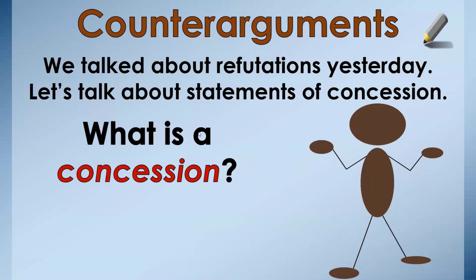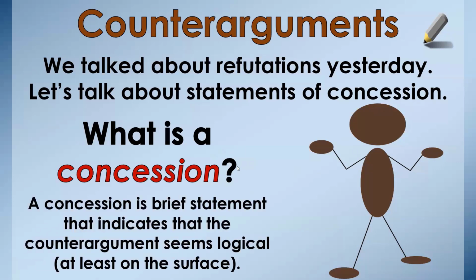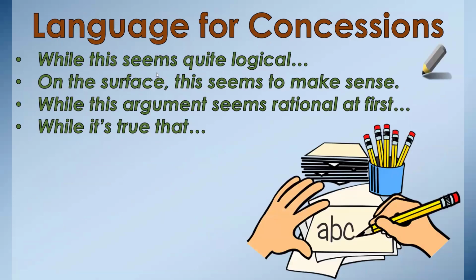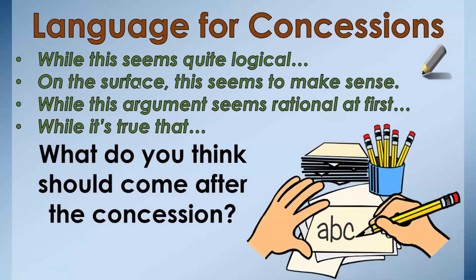So let's talk about statements of concession. What exactly do you think a statement of concession is? When we concede something, we agree that a point is correct or valid. So a concession statement is a brief statement that a counterargument seems logical, at least on the surface. So we can use language such as, while this seems quite logical, on the surface this seems to make sense, while this argument seems rational at first, while it's true that.